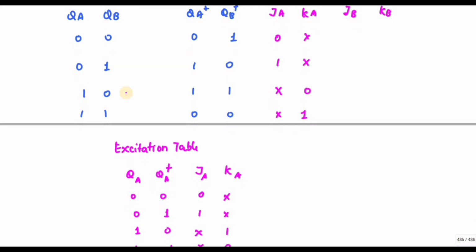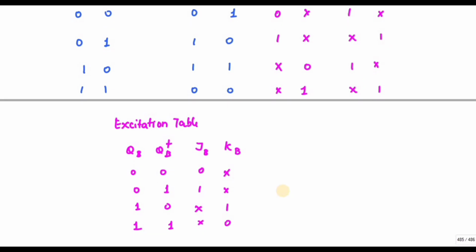Similarly for B. For 0, 1, it is 1x. For 1, 0, it is x1. For 0, 1, it is 1x. For 1, 0, it is x1.